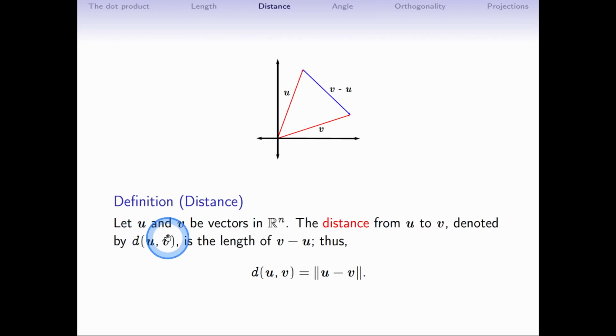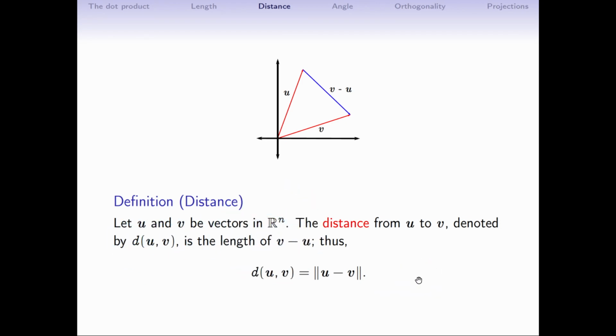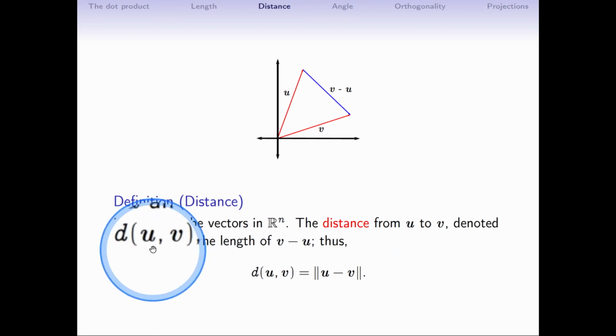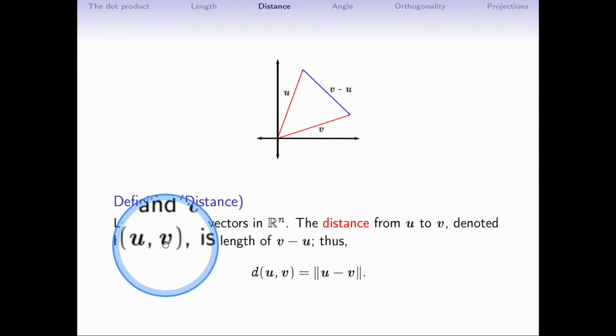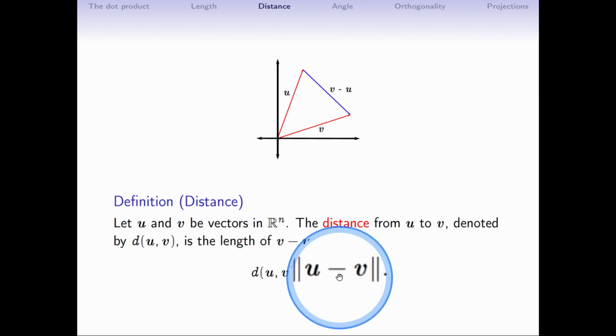So let u and v be vectors in n-dimensional space. The distance from u to v, denoted by this symbol d(u,v), is the length of the vector v minus u. In other words, the distance from u to v is simply the length of u minus v.